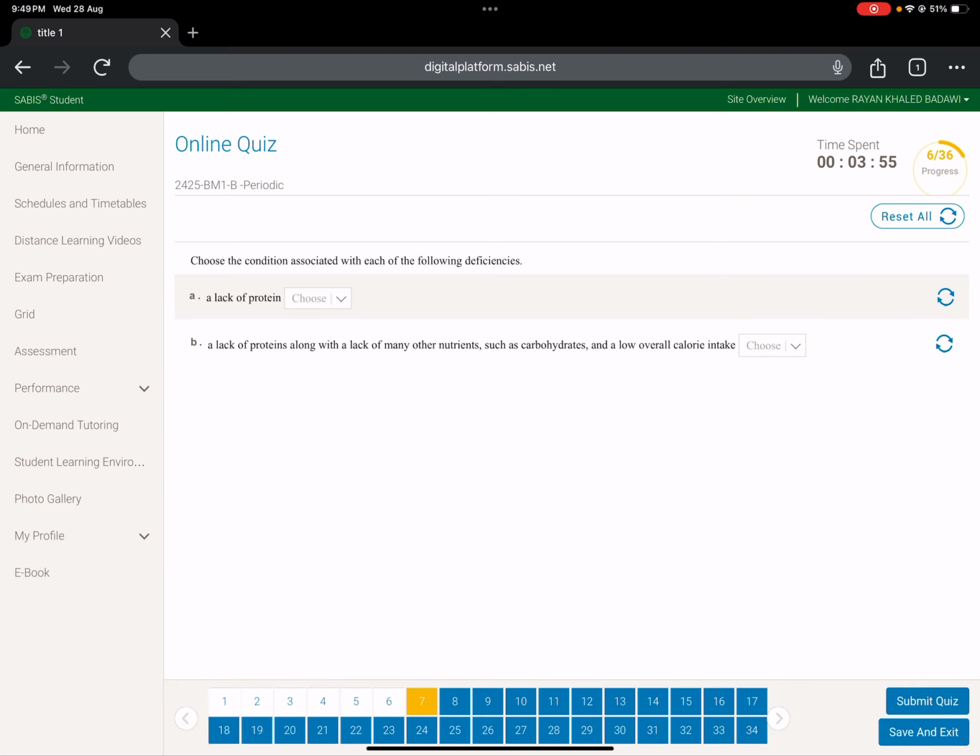So now we have to choose the condition associated with each of the following deficiencies. A lack of protein is going to be kwashiorkor. Don't mind my pronunciation if it's wrong. And B, a lack of proteins along with a lack of many other nutrients such as carbohydrates and a low overall calorie intake, is marasmus. So marasmus is when we have a lack of protein, carbohydrates, fats. Overall our diet is bad, it lacks all the important nutrients. While if we only lack protein, then we will have kwashiorkor.